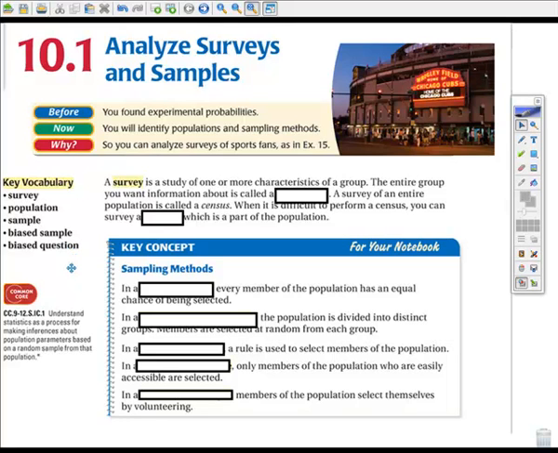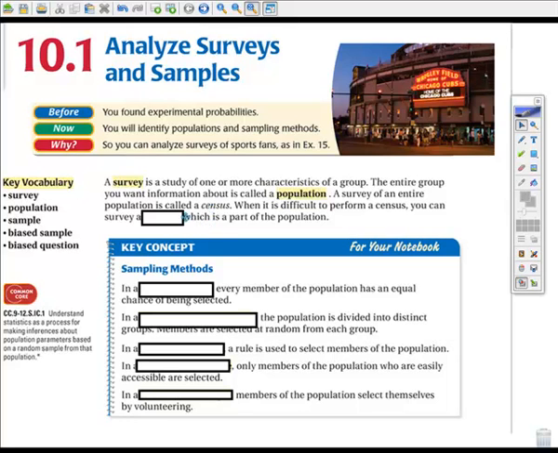So many of you have had to take online surveys before, and they're just asking your opinion about something. The entire group you want the information about is called a population. And a survey of an entire population is called a census. In the United States, they do a census, like I think every 10 years they come around and make sure that everybody is accounted for. So a survey is the study of one or more characteristics of a group. The whole group is called the population. And if you do an entire population, it's called a census.